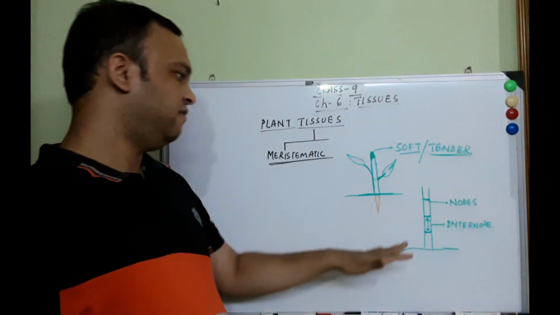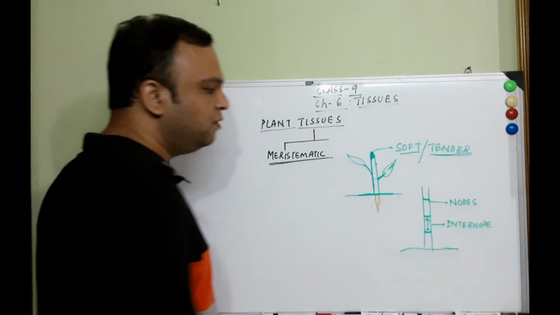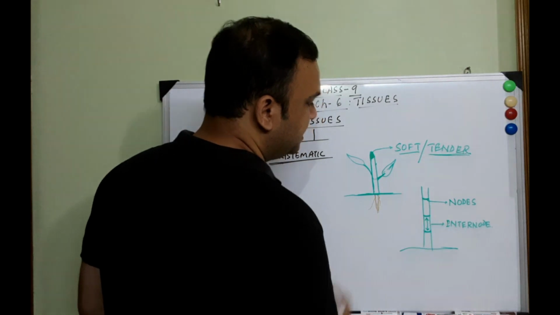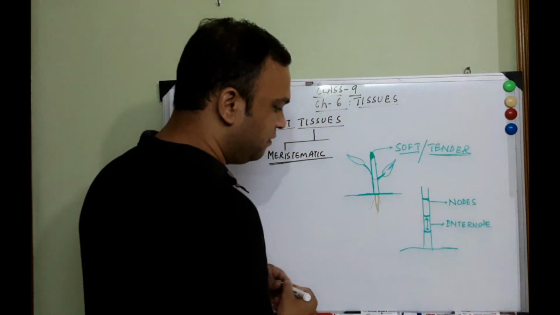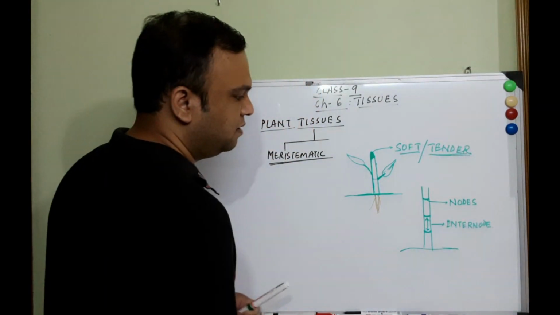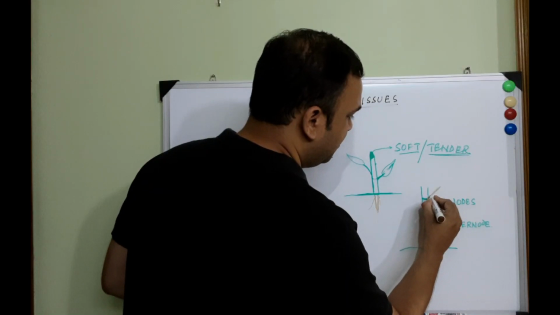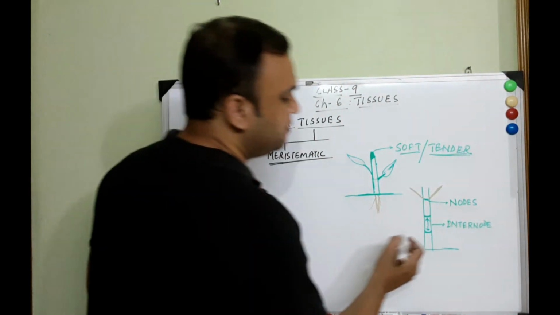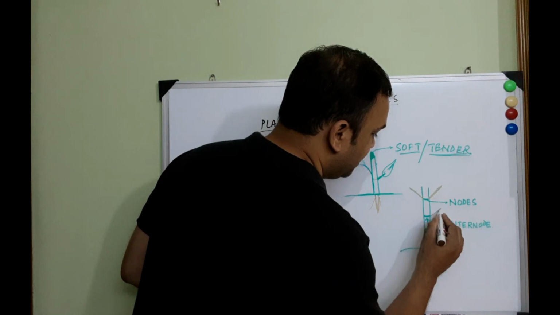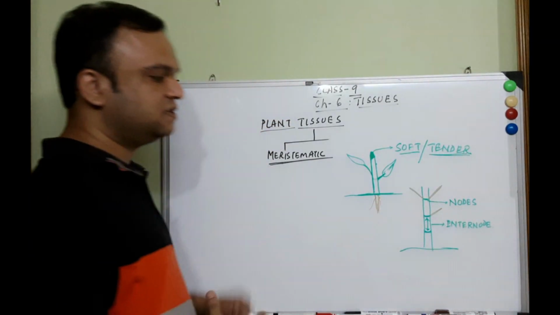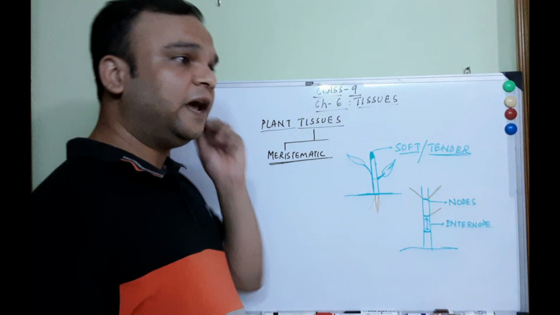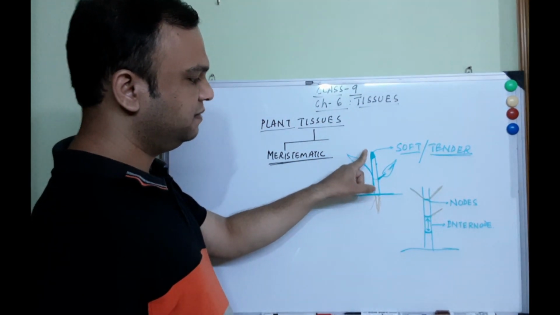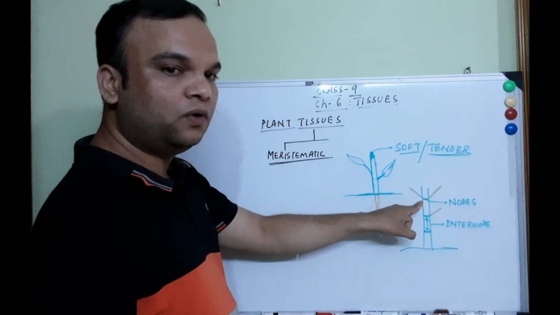The next type of meristematic tissue is found at the nodal region, the place from which branches grow and come out. So that is where the next type of meristematic tissue is present. We have just seen the locations of two types of meristematic tissues. First is at the shoot tip, the second one is at the nodal region.